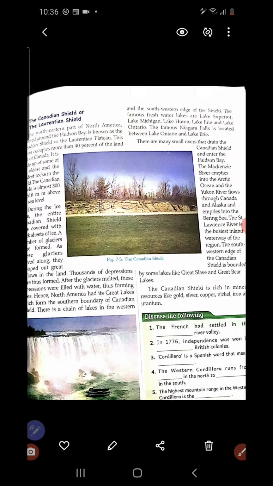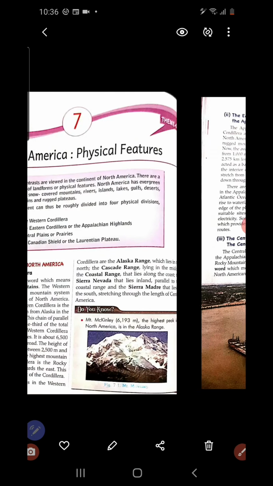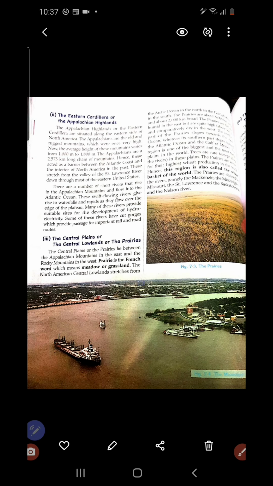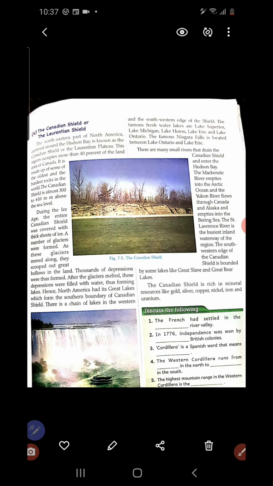Next we will discuss the Canadian Shield, the 4th important physical feature, in the next video. So, children, we discussed the important physical features: first the Western Cordillera, then the second one, the Eastern Cordillera or Appalachian Highlands, then the third one, the Central Plains or Central Lowlands or Prairies. The 4th one, the Canadian Shield, is left over. We will discuss it in the next class, in the next video.